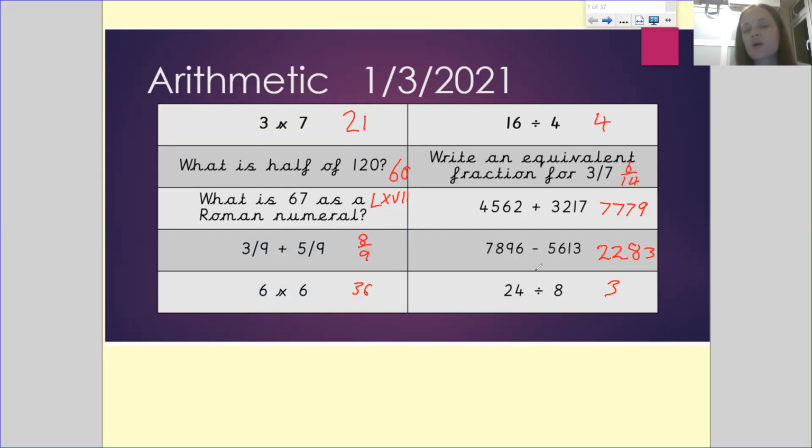4,562 plus 3,217 is 7,779. 7,896 minus 5,613 is 2,283. And 24 divided by 8 is 3.